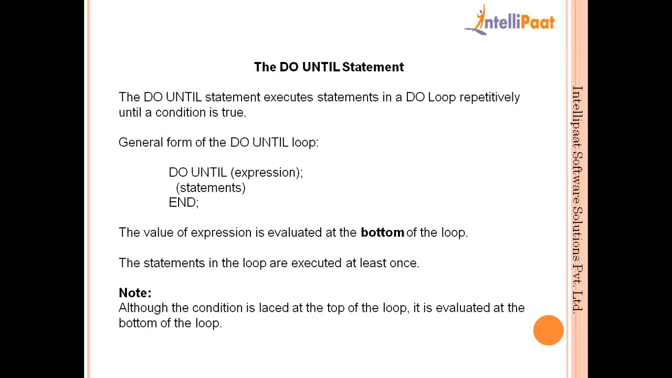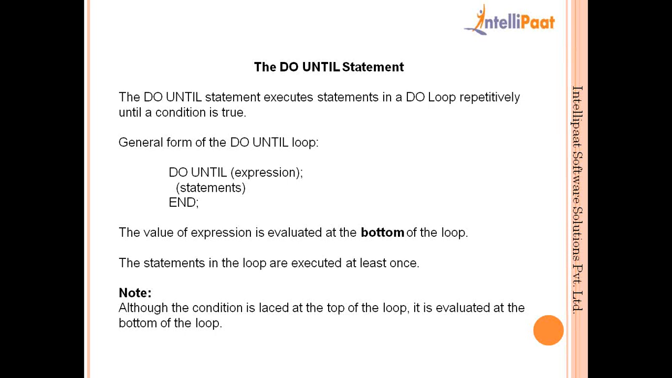Then the do until statement. The do until statement executes statements in a do loop repetitively until a condition is true, right? So if I say the differences between both, a do while loop keeps running as long as the condition remains true, whereas do until stops as soon as the condition becomes true. So for all false situations, do until keeps running, while do while runs for all the true conditions, right? It's a simple difference between both.